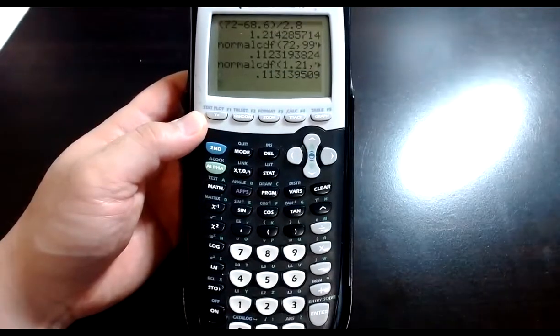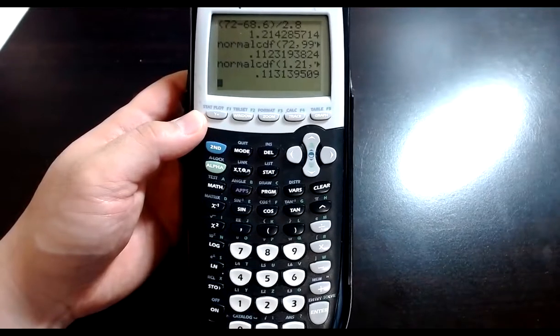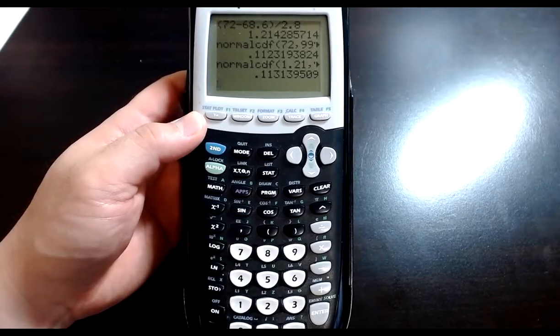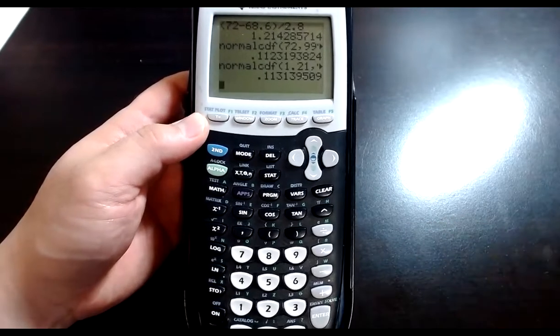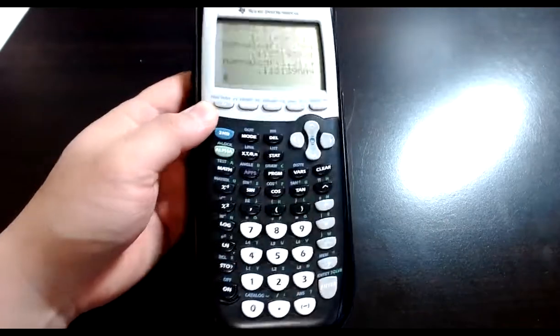So we're going to get approximately the same answer, right? 0.1123, 0.1131, approximately the same. Equal.